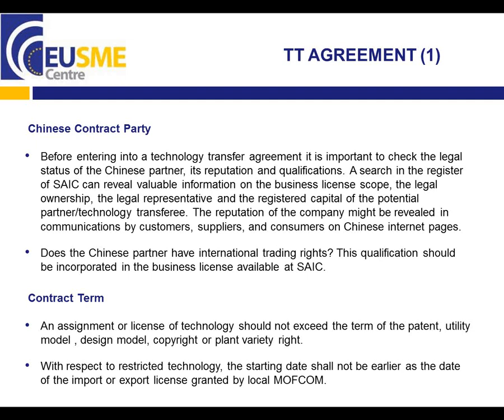About the Chinese contract party, don't believe in friends in China, but check out, do due diligence, and then become friends, but not the other way around. The contract term of a transfer agreement cannot last longer than the ownership right on the IP or the patent that you will license to the Chinese entity. So that is a restriction. It's quite normal because after the lapse of the patent term, your right to the patent will also lapse. Go to the next sheet.